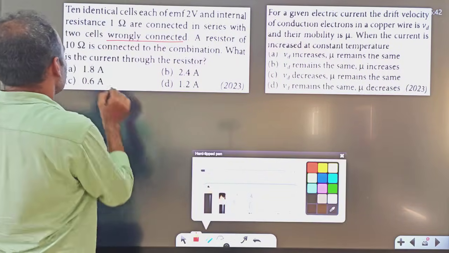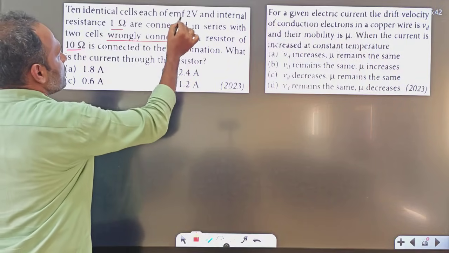Okay, external resistance is 10 ohm, right? And internal resistance is 1 ohm, EMF is 2 volts.